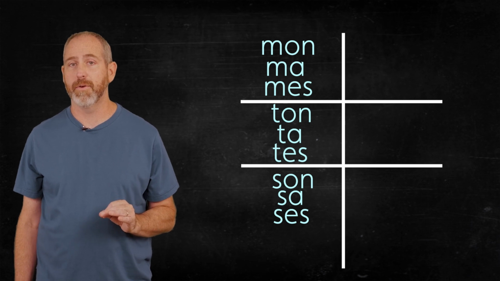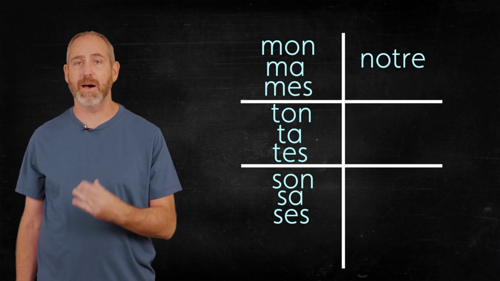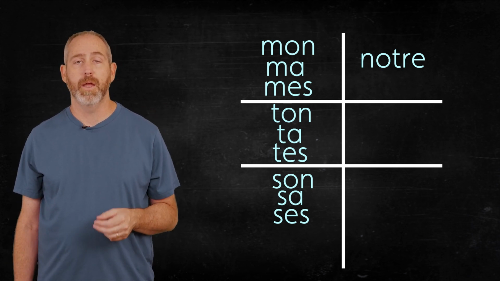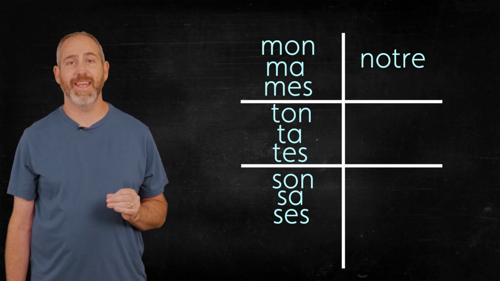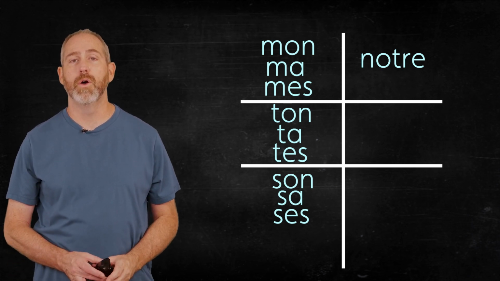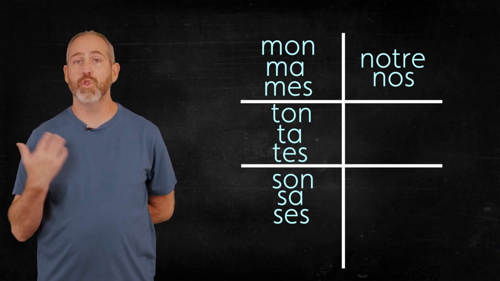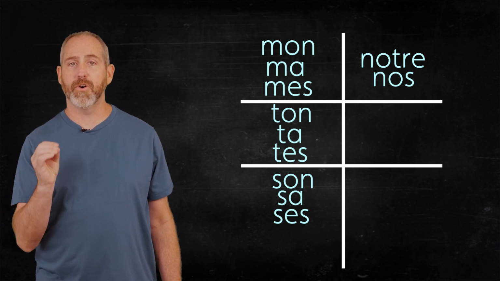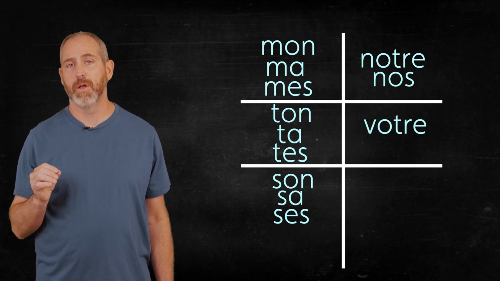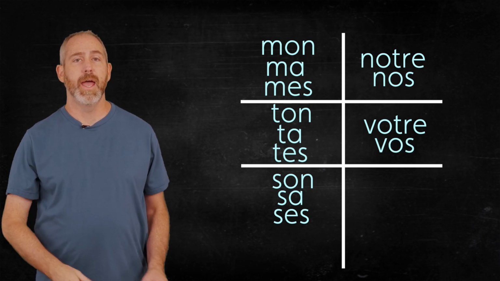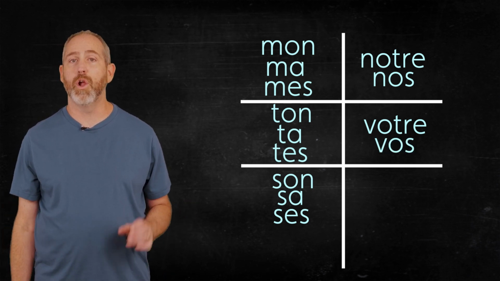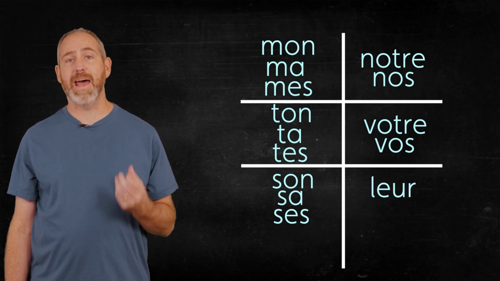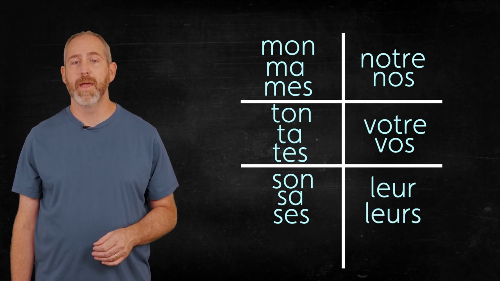Now over the top right, we have notre. That's our something, our house, our car. And yes, we don't have a difference in gender, we just have notre. Now, the plural of notre is nos. So if I were going to say our houses, nos maisons. Okay? Now, the vous form is going to be the same, votre and vos. And at the bottom right, we're going to put leur. And of course, if it is plural, we're going to add an S to that, leurs.